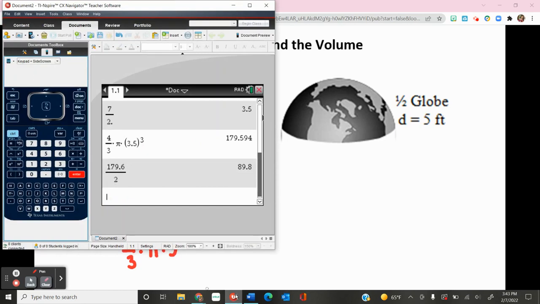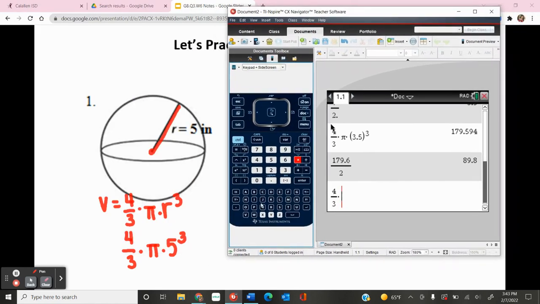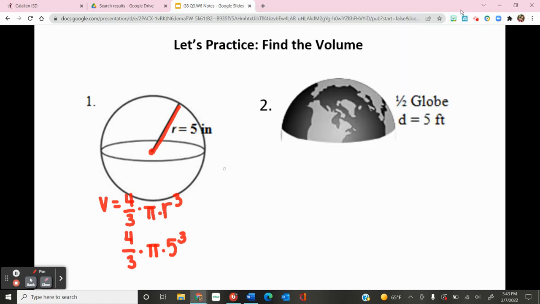So going to your calculator, we're going to type Control Divide, 4 on the top, 3 on the bottom, times pi, times 5 with an exponent of 3. Pressing enter, you get 523.599. Again, we're going to look at the hundredths place. Since it is a 9, that's going to round up the 5 to a 6. So here, this is 523.6. My unit is inches, and since we're talking about volume, this is cubed.